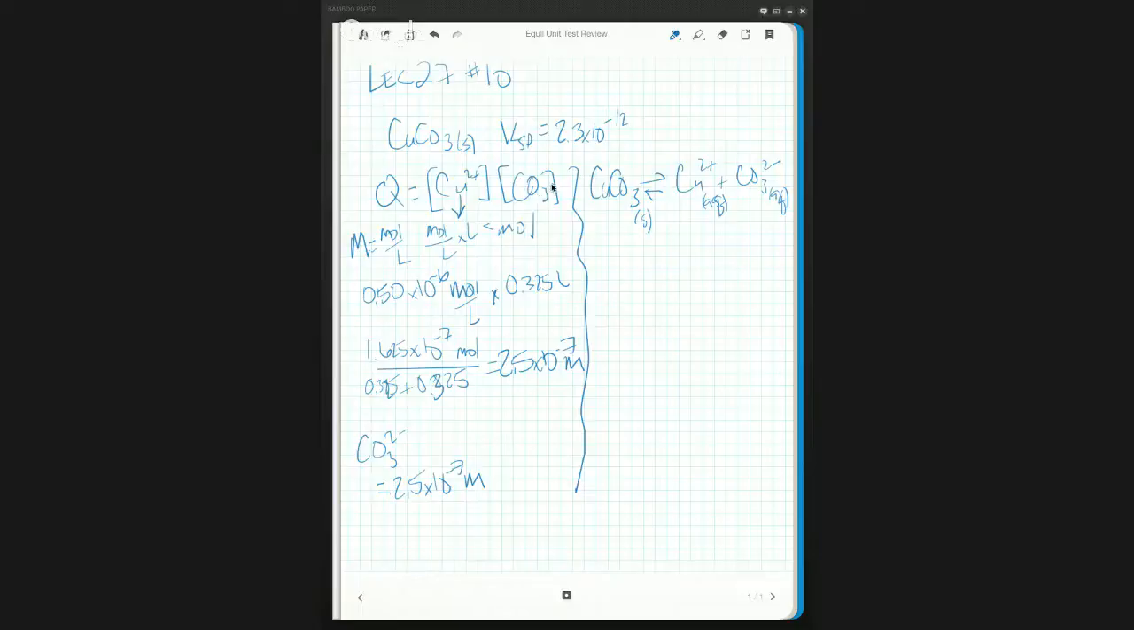And because this is our equation right here, I'll highlight it in red. Q is equal to 2.5 times 10 to the negative 7th times 2.5 times 10 to the negative 7th. So plug that into my calculator, and I get 6.25 times 10 to the negative 14th.